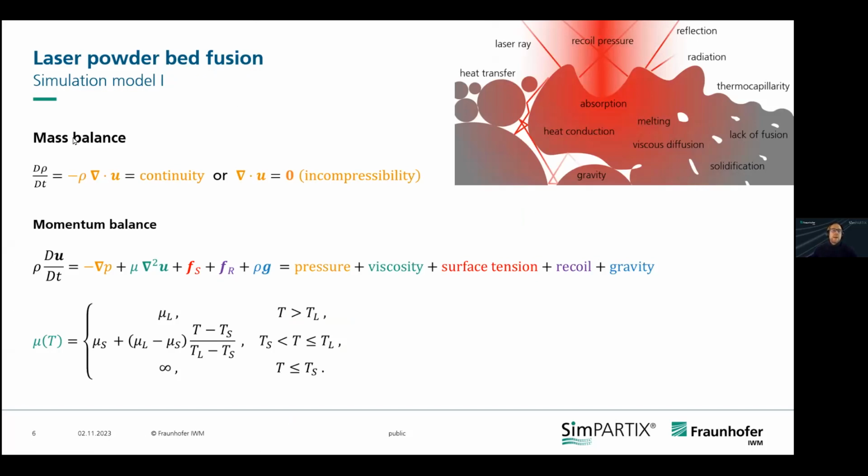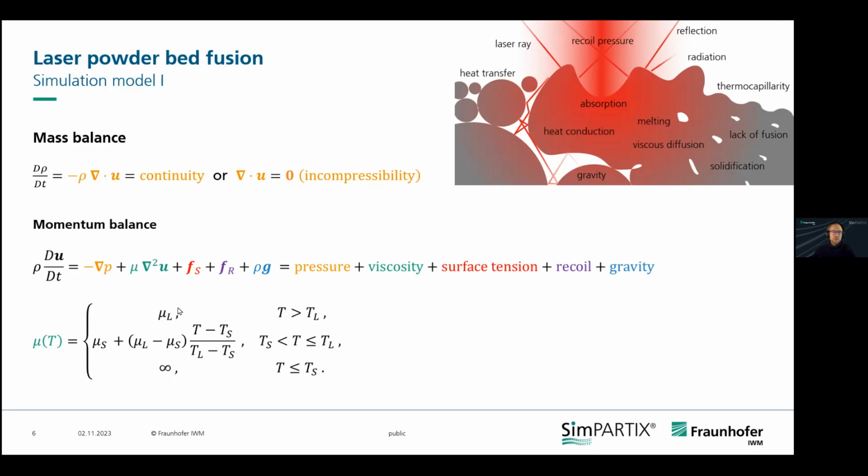Let me come to the balances in SPH. Mass balance is pretty straightforward, simply the continuity equation or incompressibility. Momentum balance, we do use the pressure, which is common. We have the viscous force, which is also common. We do have gravity, but we also need to include surface tension and recoil, and I will come to it in a couple of slides to tell you why. Viscosity is temperature dependent, so this is simply stated here. It depends on the state of matter, if it's liquid or solid. If it's solid, it should not move.